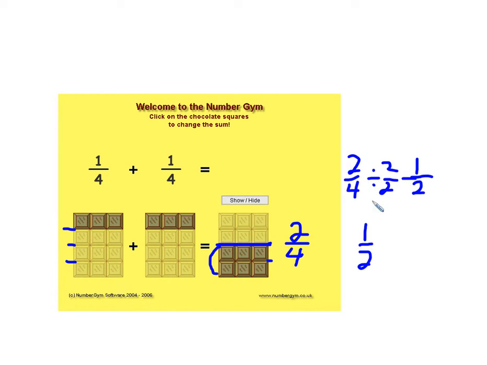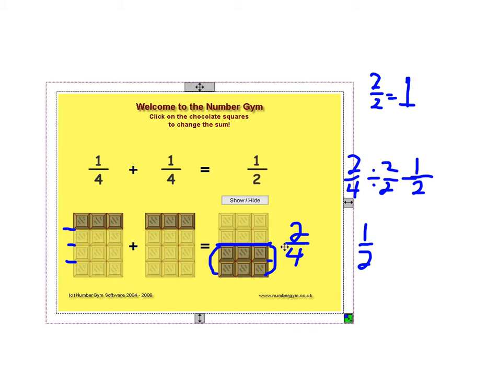And 2 over 2, or 2 out of 2, is the same as 1 whole. As we remember, if I multiply a number by 1, I don't change its value. And notice I didn't change its value. I have the same amount of chocolate. 2/4 is the same as 1/2. So my answer, in its simplest terms, is 1/2. 1/4, 1/4, 2/4, and that's equivalent to 1/2, because these are both divisible by 2. Same size, didn't change the size.